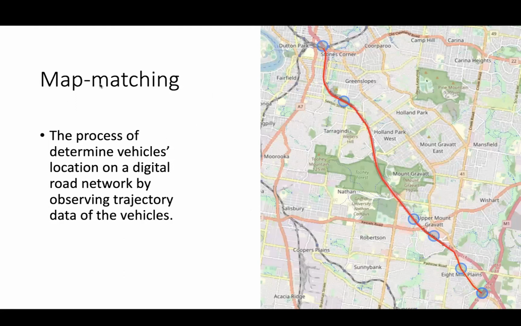First of all, I'd like to give a definition of the matching task. Matching is the process of determining vehicles' location on a digital road network by observing the trajectory data of the vehicles. In the illustration, the blue dots are the reading trajectories and the red lines are the traveling route. Here, the trajectory data can be collected from various devices, not only limited to one type of data.